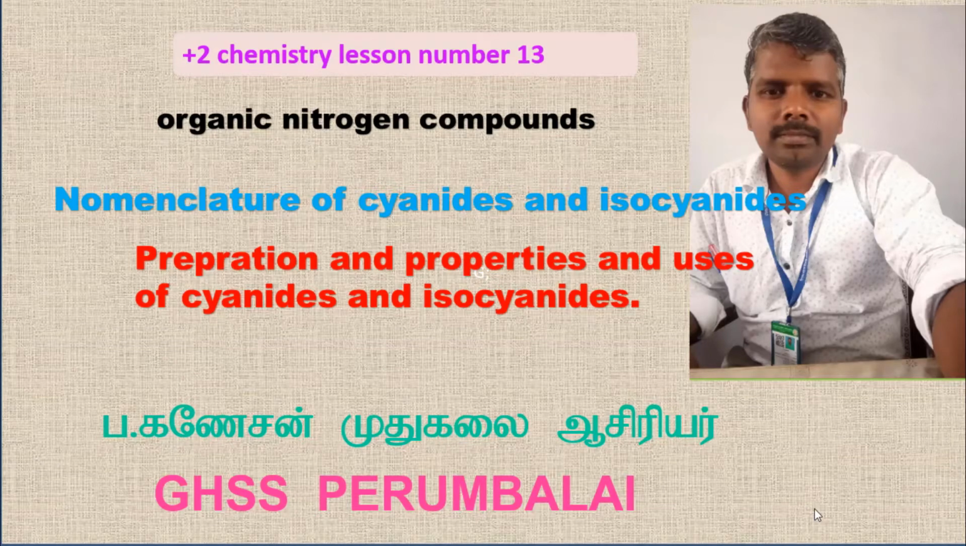In this video we are going to discuss plus 2 chemistry lesson number 13, organic nitrogen compounds: nomenclature of cyanides and isocyanides. That means naming of cyanides and isocyanides, preparation, properties and uses of cyanides and isocyanides.